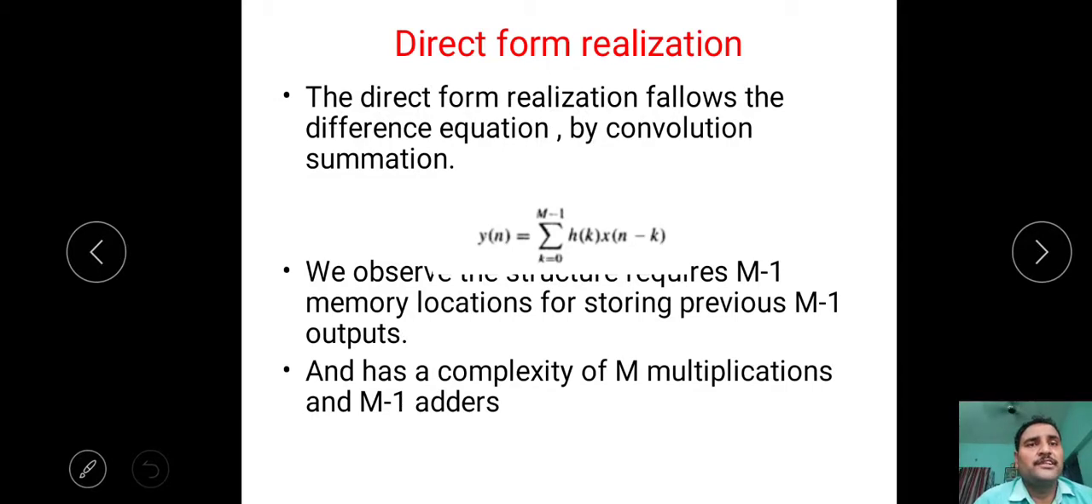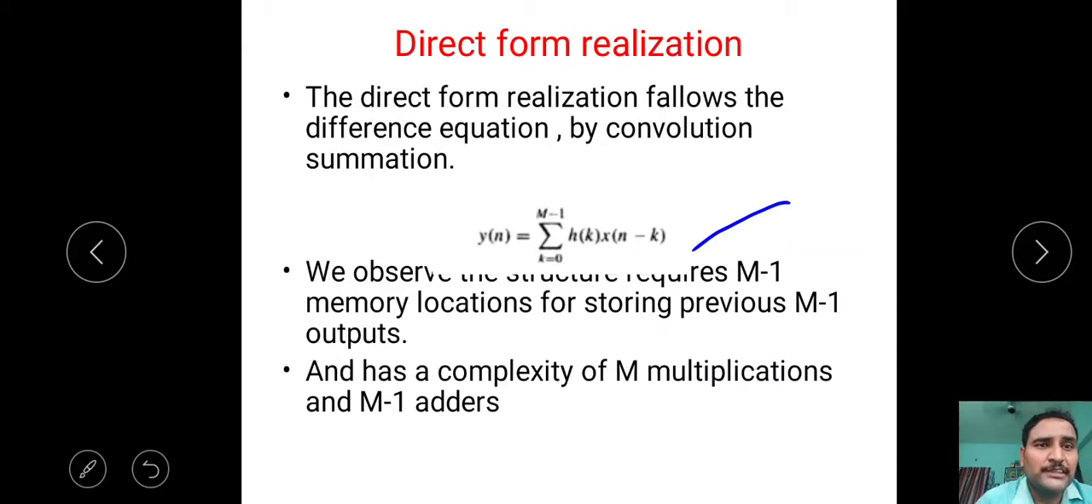The direct form realization follows the equation by convolution summation. This means we have seen the direct equation y of n equal to summation k equal to 0 to M minus 1 h of k x of n minus k. You know, by using convolution we can find any system's output response, whether it is LTI. So we observe it requires M minus 1 memory locations for storing M minus 1 outputs and has a complexity of M multiplications and M minus 1 adders.